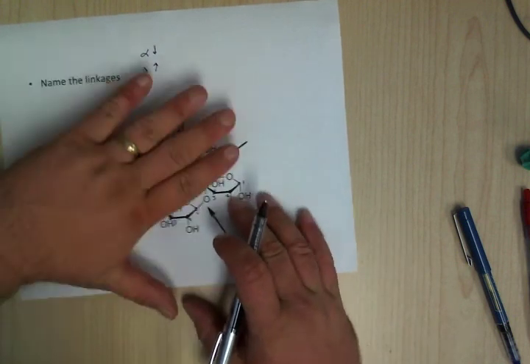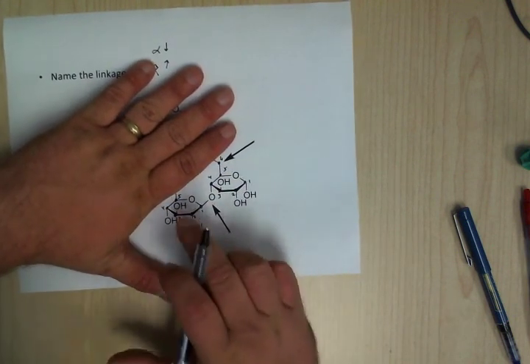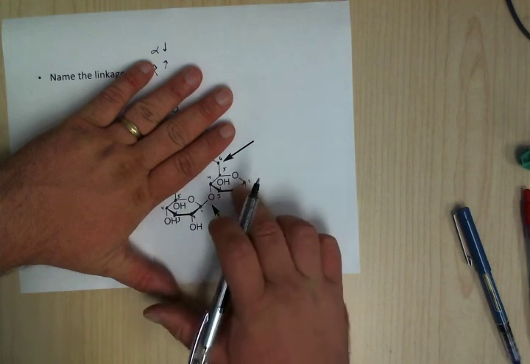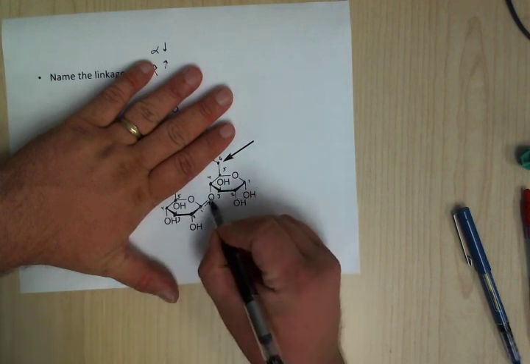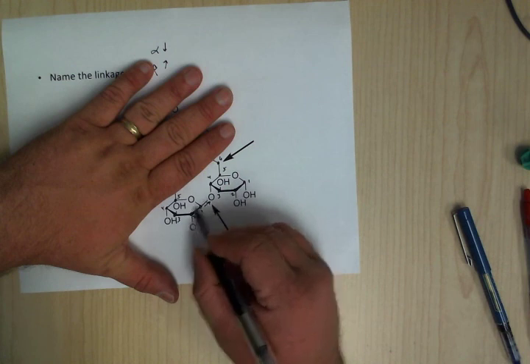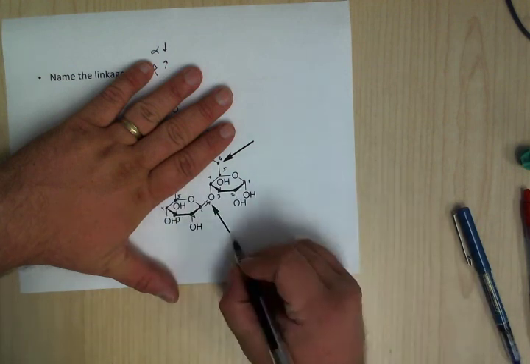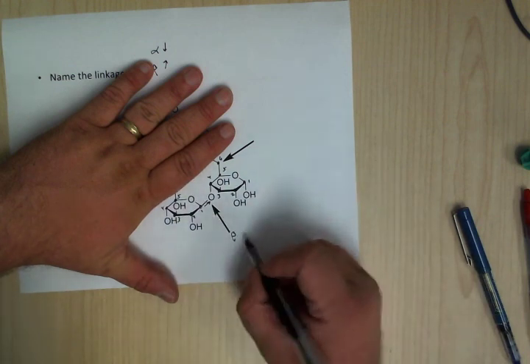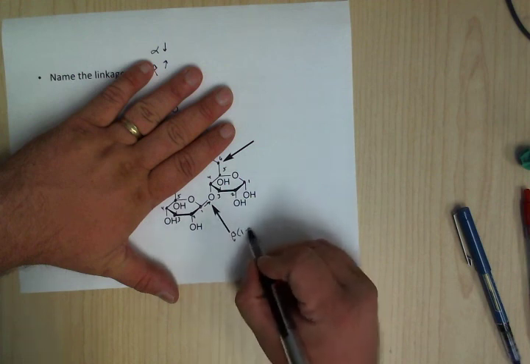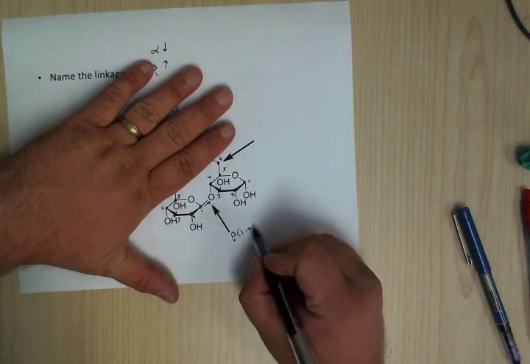Now for this linkage, we're only interested in these two sugars. So this is the left-hand sugar, this is the right-hand sugar. This bond is going up relative to the left-hand sugar, which makes it beta. And it's going from carbon 1 to carbon 4.